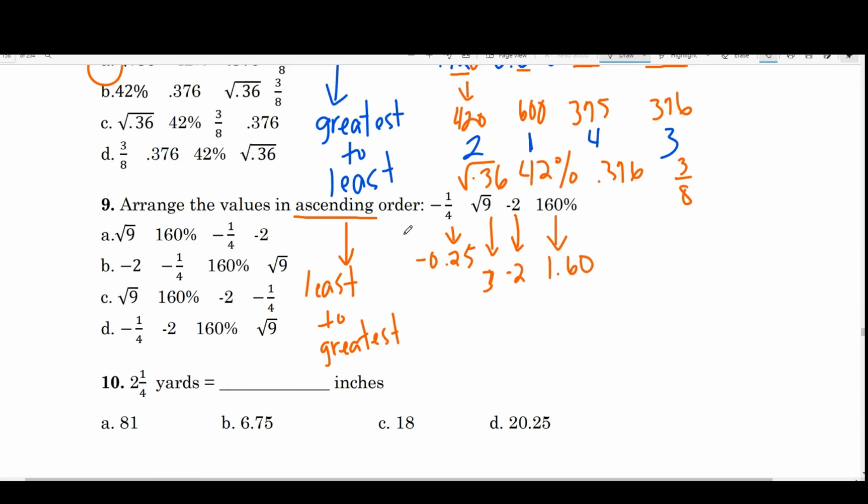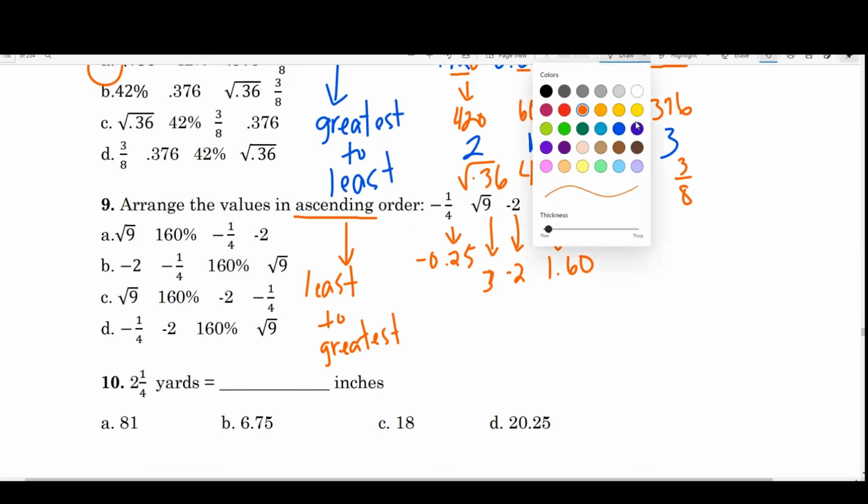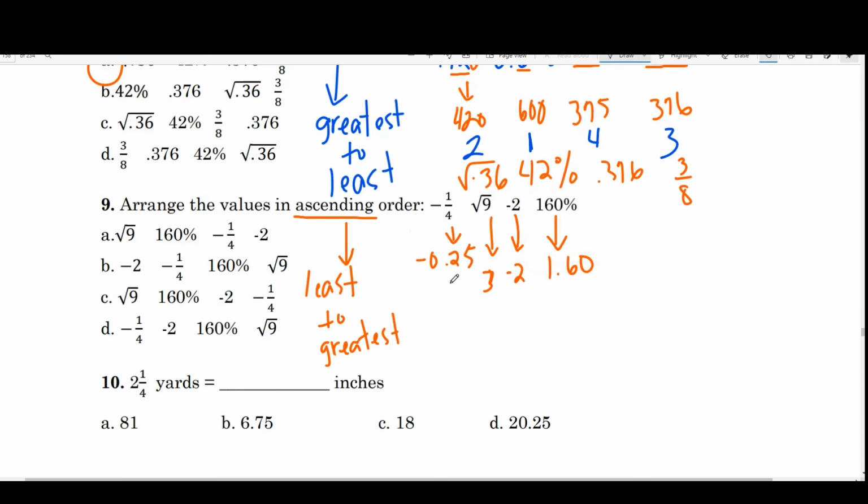All right, because we're dealing with negatives and positives, we have 2 negative values. Negatives are always smaller than positives, always, always, always. So we have -0.25 and we have -2. Remember, the further away a value is from 0 on the negative side, the smaller it is. So of course, -2 would be further away than -0.25. So this will be our smallest value, which means -0.25 would be our second smallest. And then we're looking at 3 and 1.60, so we know this would be third and this would be fourth.